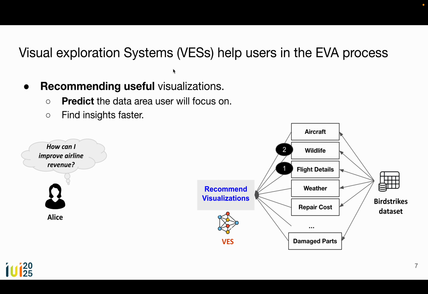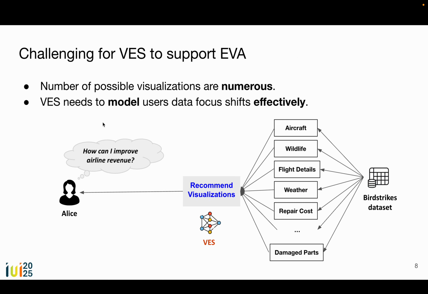Visual expression systems help users in the EVA process by recommending useful visualizations. Based on the data areas the user was exploring, the VES tries to predict what data area the user will find interesting and then recommend visualization related to that particular data area. In this way, the user may find the insights faster.